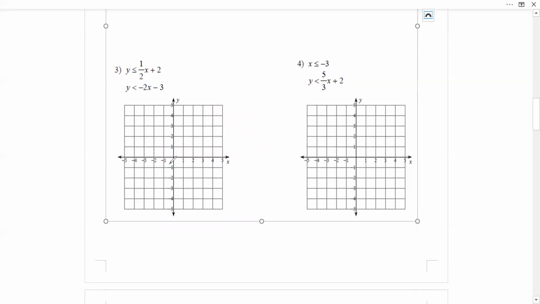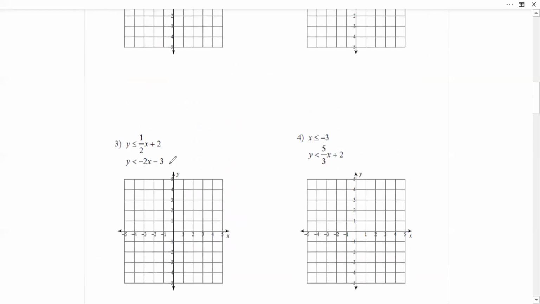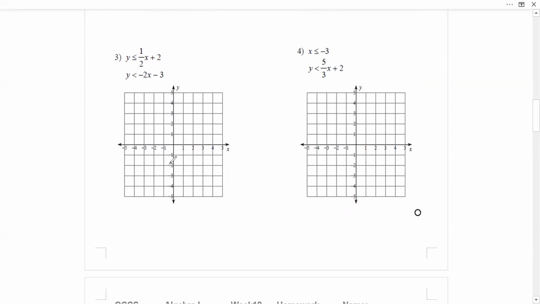All right, so let's see this one. Oh, sorry, number 3. The same thing. First step, we need to change this one to an equation, right? So y equals half x plus 2. Here, when x is 0, y is 2, and when y is 0, x is -4. So -4, 0. You can quickly graph it in here.